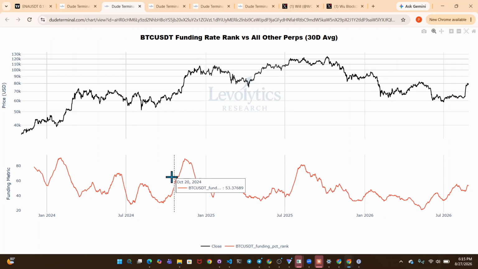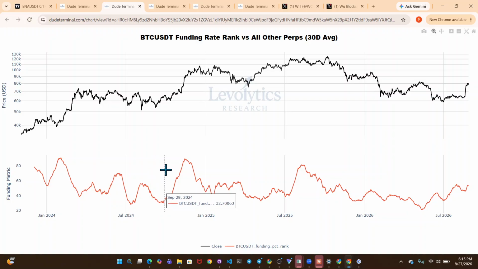So this first metric, this orange line here, obviously the top chart, the black line, is the BTC USD price, right? And this bottom line, the orange line, is the BTC USDT funding rate rank versus all other perpetual swap pairs on Bybit. If it has a ranking closer to 100, that means it has a higher funding rate than that percent of other assets, right? So right here you see 88. That means BTC has a higher funding rate than 88% of other assets on Bybit perpetual swap pairs.